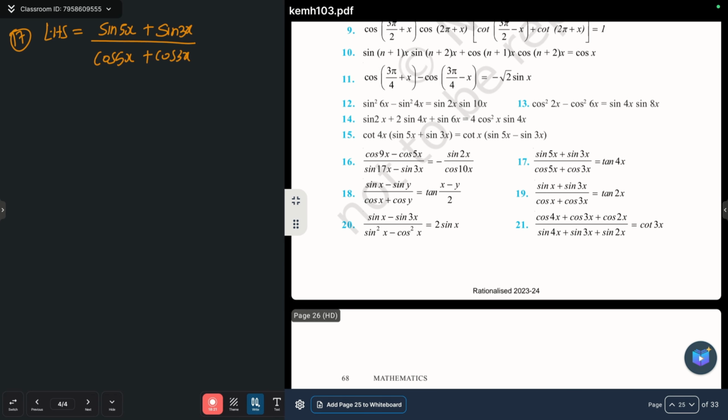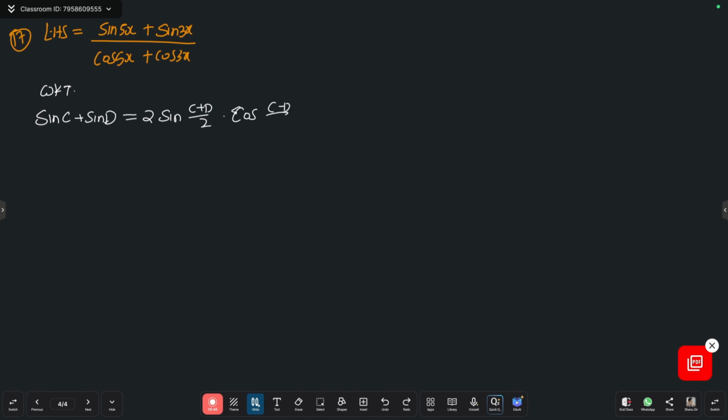Which formula do you want to use? Sin C plus sin D and cos C plus cos D. Write the formulas again. We know that sin C plus sin D is 2 sin (C plus D) by 2 into cos (C minus D) by 2, and cos C plus cos D is 2 cos (C plus D) by 2 into cos (C minus D) by 2.